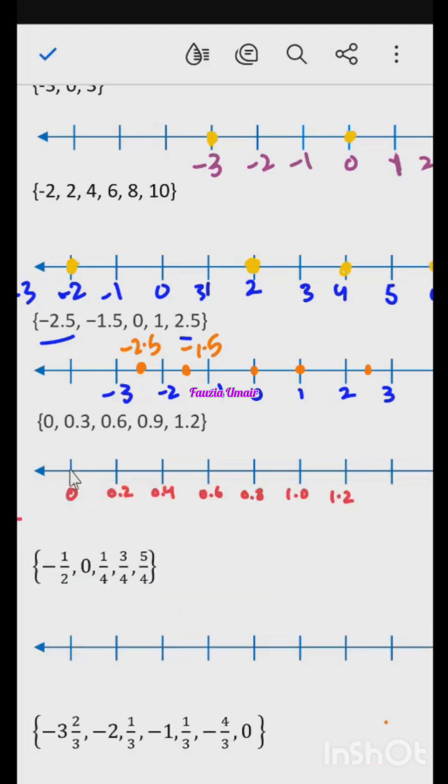First is 0. I'm labeling 0 on the number line. Second is 0.3. So 0.3 is between 0.2 and 0.4. Next is 0.6. So 0.6 is here. Then is 0.9. 0.9 would be between 0.8 and 1. Then is 1.2. So I will label this part. Is this making sense? Is it clear?